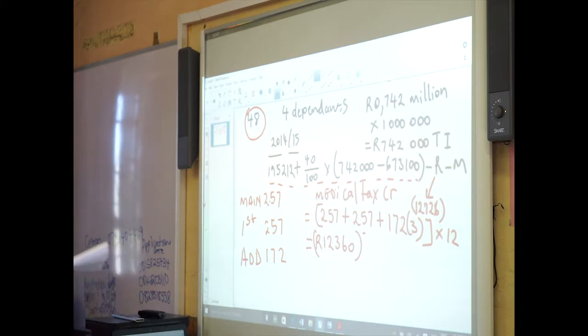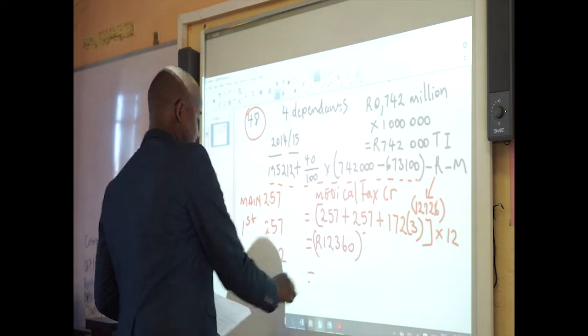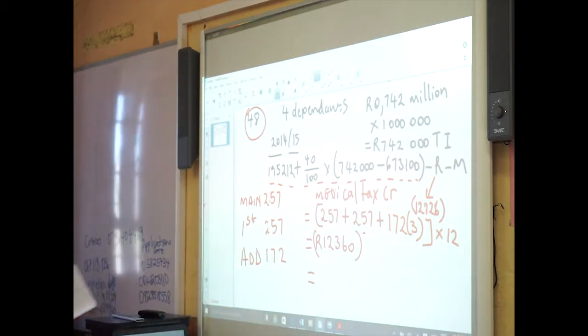So for 2015-16, how much is the tax payable? For the 2015-16, how much is the tax payable for this gas installer? What is your rate? Tax will end up being 255,726 for 2015.